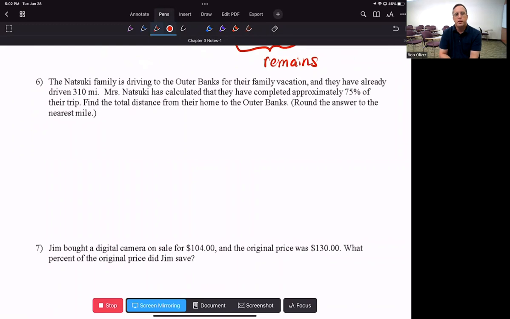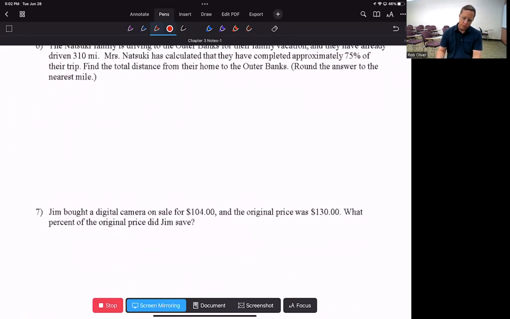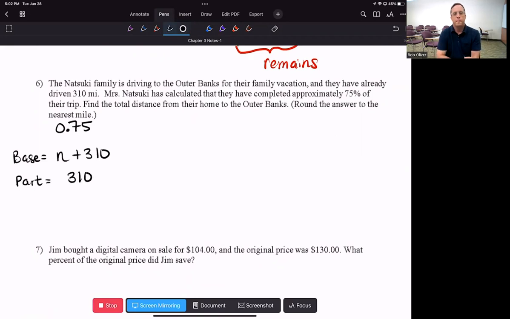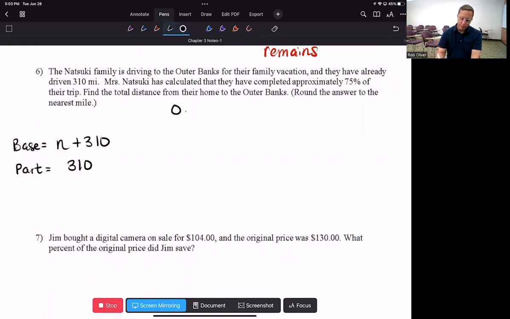All right, so this one, let's say we got percent. The percent is 75%. And then the base represents the total distance from their home to the Outer Banks, which we don't know, but we do know that it's some number plus 310. And the part is going to be 310. Let me just start this again. So it's going to be 75% times the base equals the part.